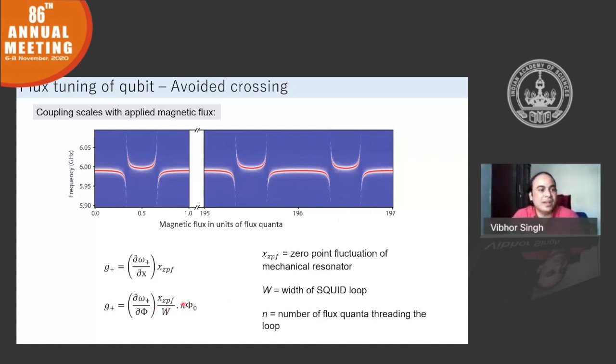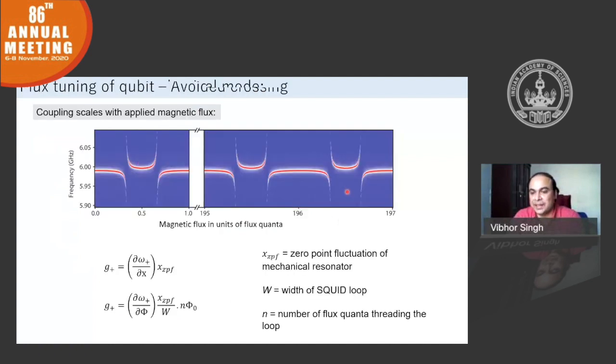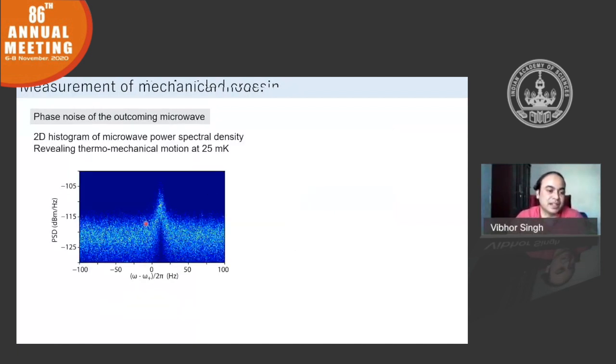So what we do next is we bias the device and send in a microwave at this frequency, bias it close to this steep slope, and look at the phase noise of the transmitted microwave. What you see here is a histogram of such measurements. We are plotting the power spectral density of the microwave signal that comes out from the cavity. I would like to remind you here that the strength of the microwave signal that we send in is actually very small, something like 0.1 photons on average. So this is the average plot.